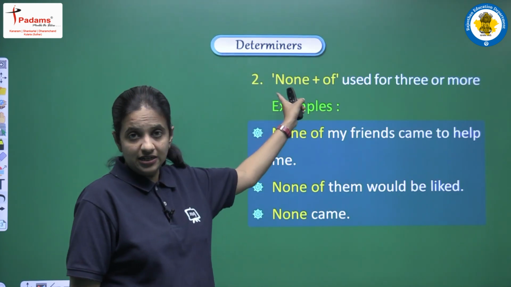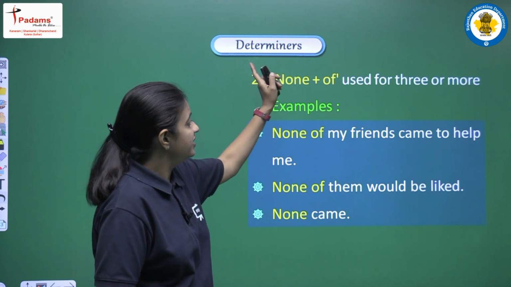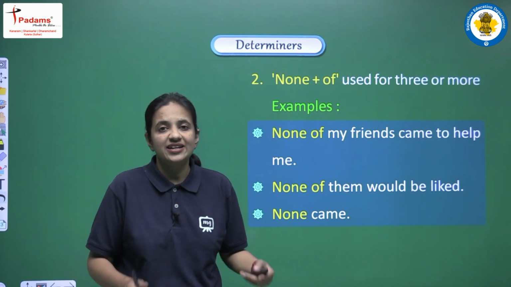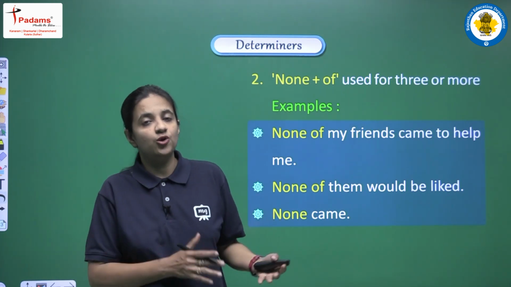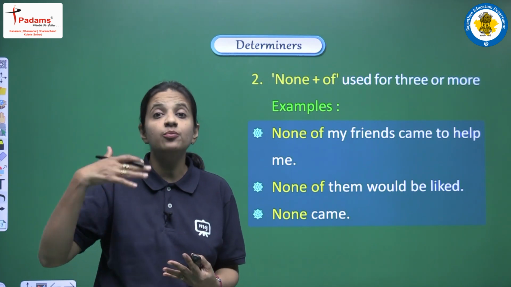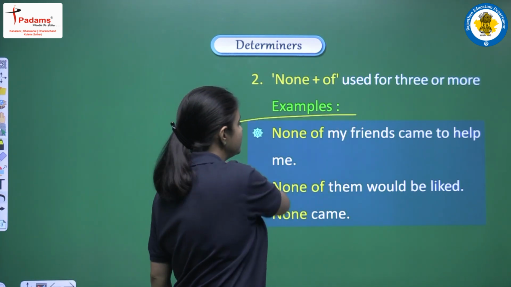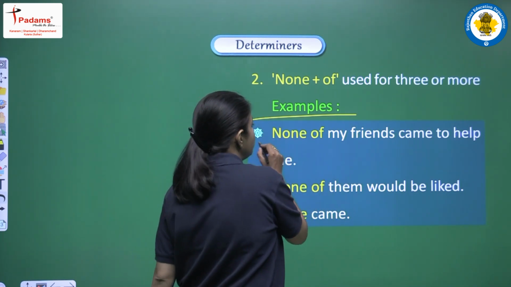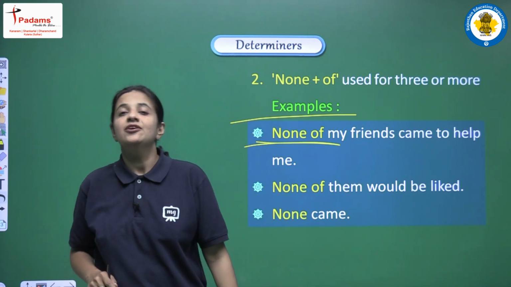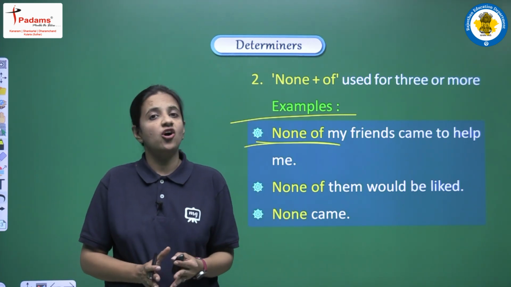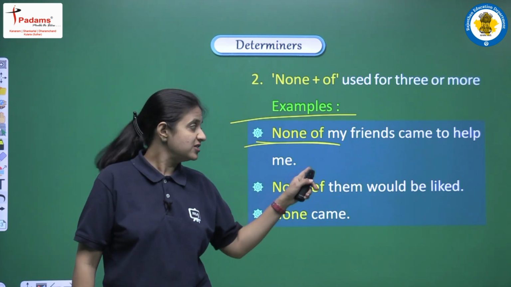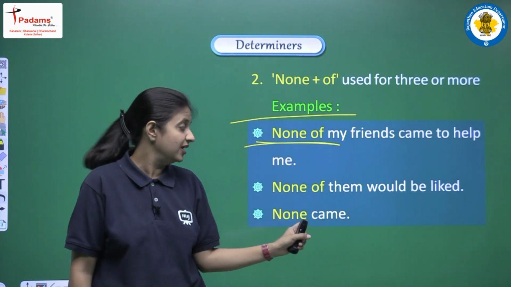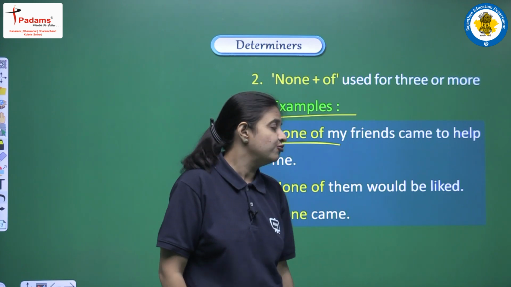Next we are talking about none. So let's see. None plus of, it is used for three or more. So when we are having none, at that time we are talking about a group. In that group we are having three or more items. So let's see some examples. None of my friends came to help me. When we are using none of, we are talking about at least three or more than three. So I was having more than three friends, and now I am saying that none of my friends came to help me.